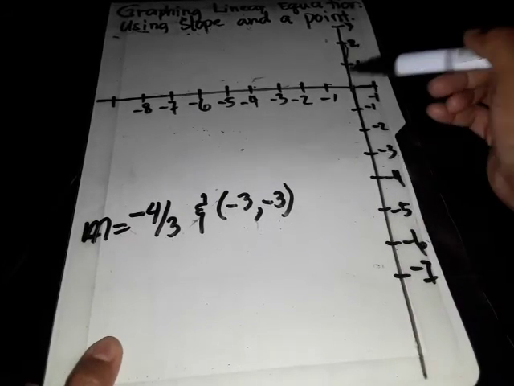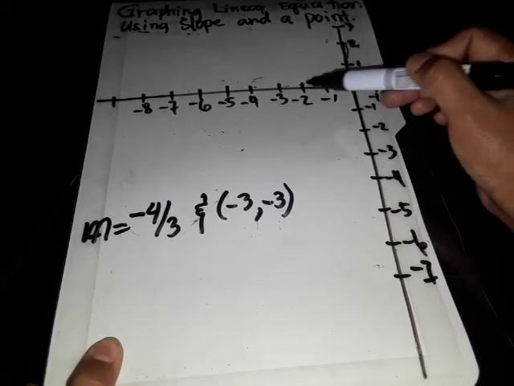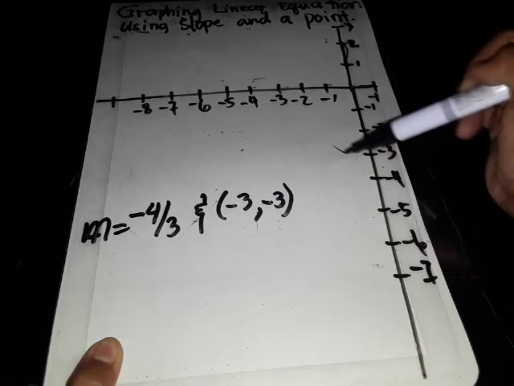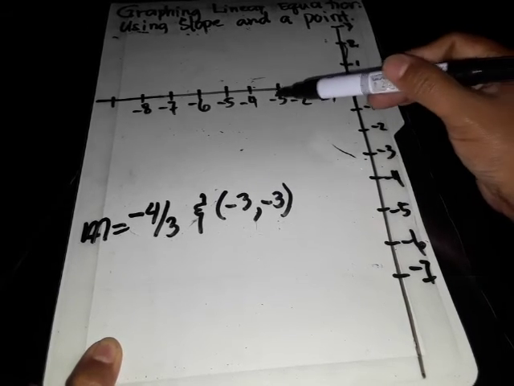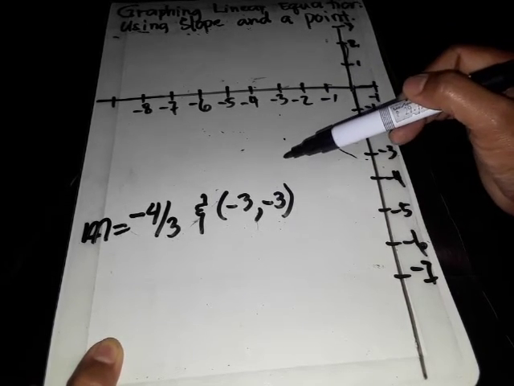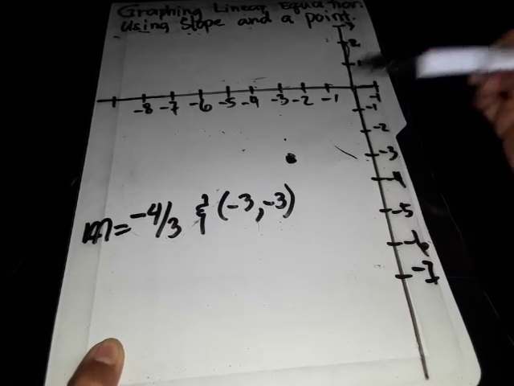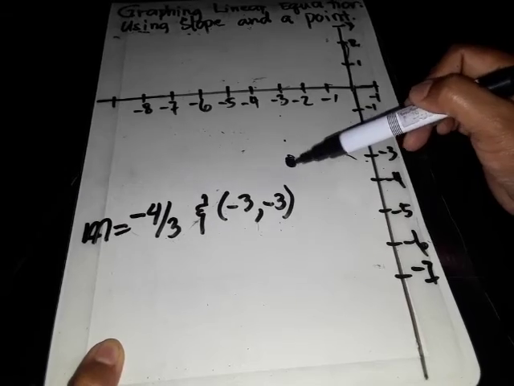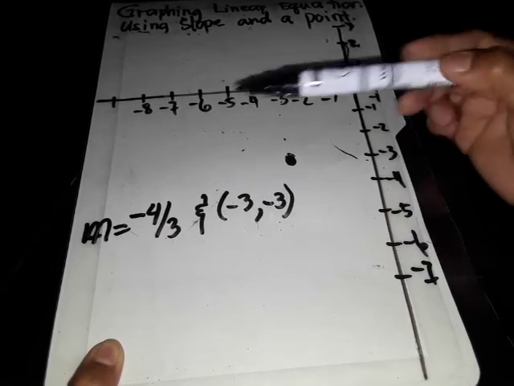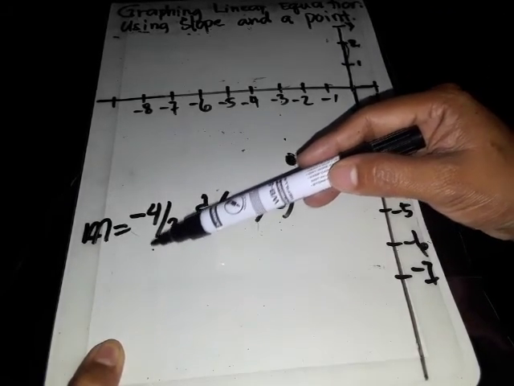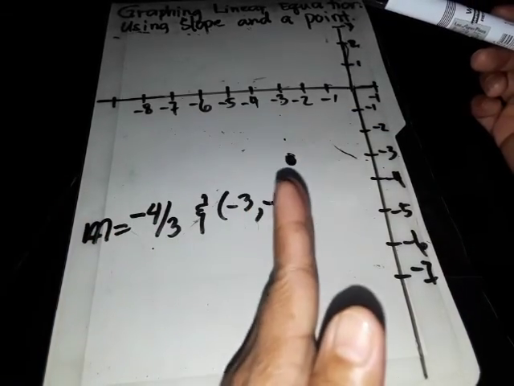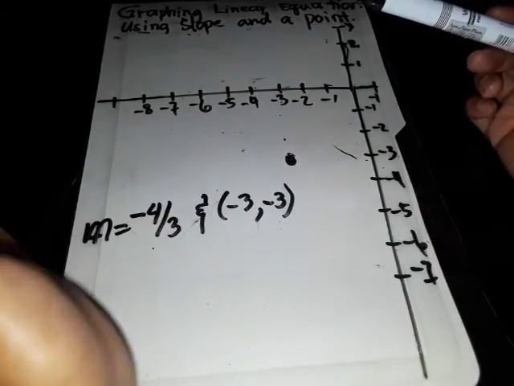So, ang ating x ay negative 3. So, negative 1, negative 2, negative 3. Ang ating y ay negative 3 din. Pababa tayo. Negative 1, negative 2, negative 3. So, tapat ni negative 3, tapat ni negative 3. Okay. So, pag nakuha na yan, i-graph na natin si slope. So, negative siya. So, ang ating run ay papuntang left.